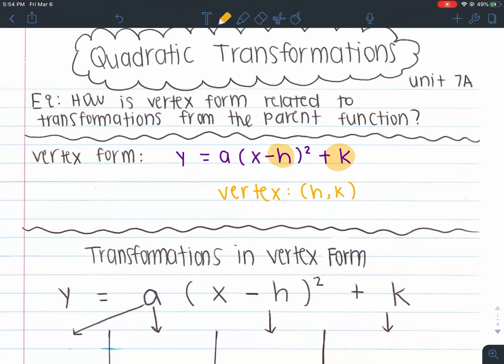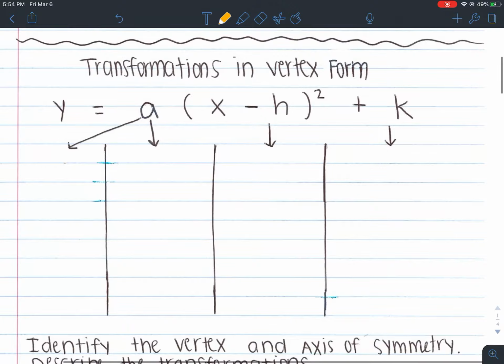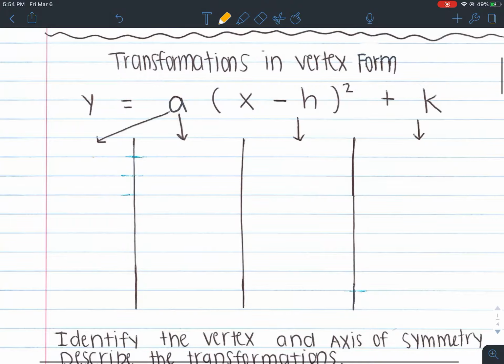Now, when we talk about transformations with quadratics, we're going to be using vertex form. That's going to be the best form for us to do quadratic transformations with. So here I have transformations in vertex form, and I have written out the vertex form very largely. I split this into 4 sections because there are 4 sections of this that we need to remember.